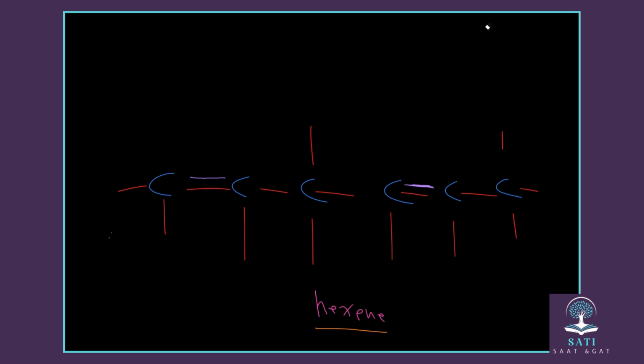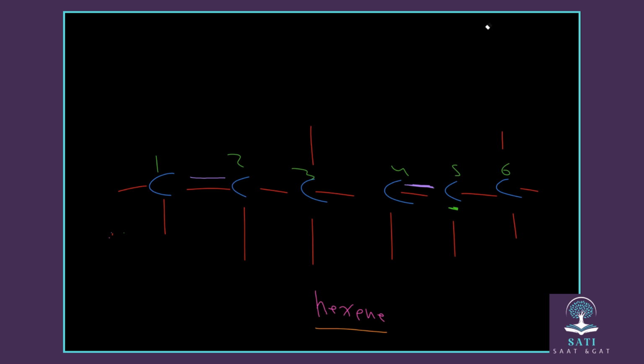Now we need to mention where the double bonds are. That means we need to number them, from right or from left. If we number them from the right, the first carbon atom that has the double bond will be number 2. But if we number them from the left, this is 1, 2, as you see, that means number 1 will have the double bond. So we number them from left to right. So this is 3, 4, 5, 6.